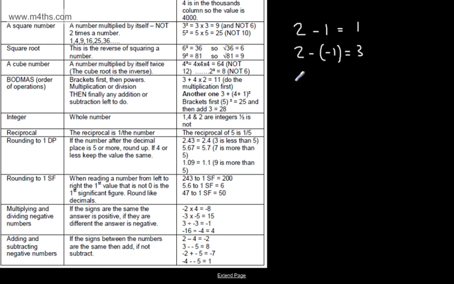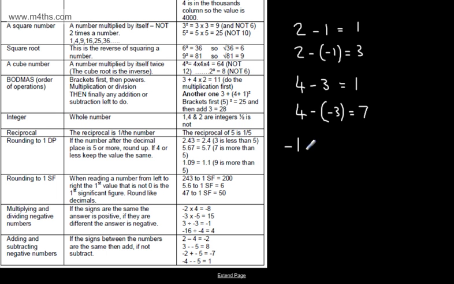Okay, let's try another one. Let's do 4 minus 3. 4 minus 3 again gives us 1. 4 minus minus 3, we have minus and minus, we're going to add it, and that's going to give us 7. The way I like to think about this is, where are we starting on the number line and where are we going? So let's try a harder one.